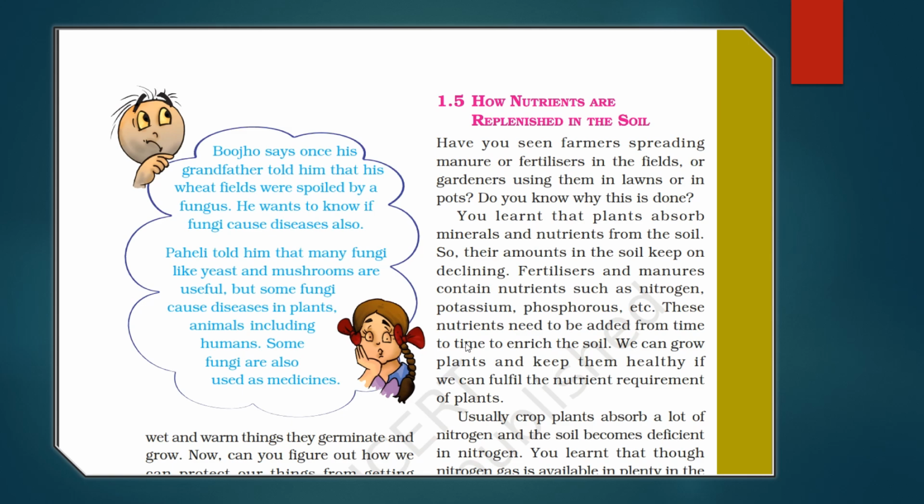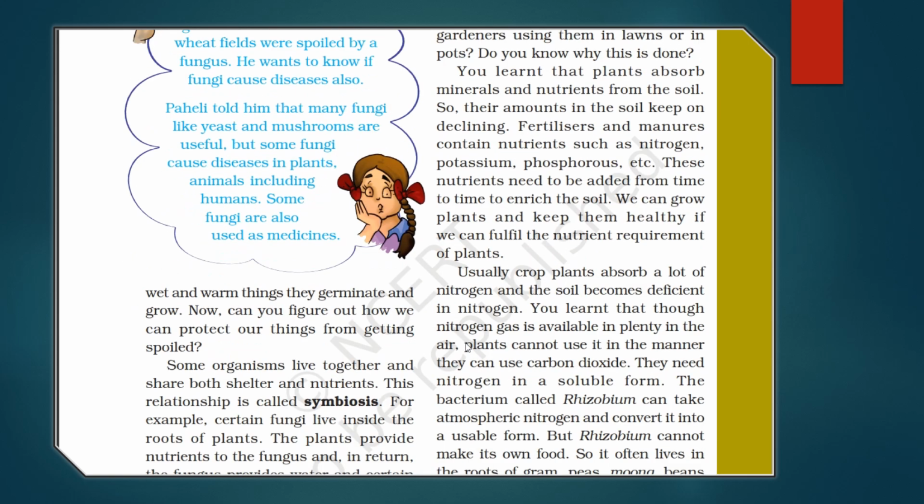So you also learned that plants absorb minerals and nutrients from the soil by means of roots. So their amounts in the soil keep on declining, keep on decreasing. So for the sake of increasing the nutrients in the soil, we have to add fertilizers and manures which contain nutrients such as nitrogen, potassium, phosphorus. These nutrients need to be added from time to time to enrich the soil.